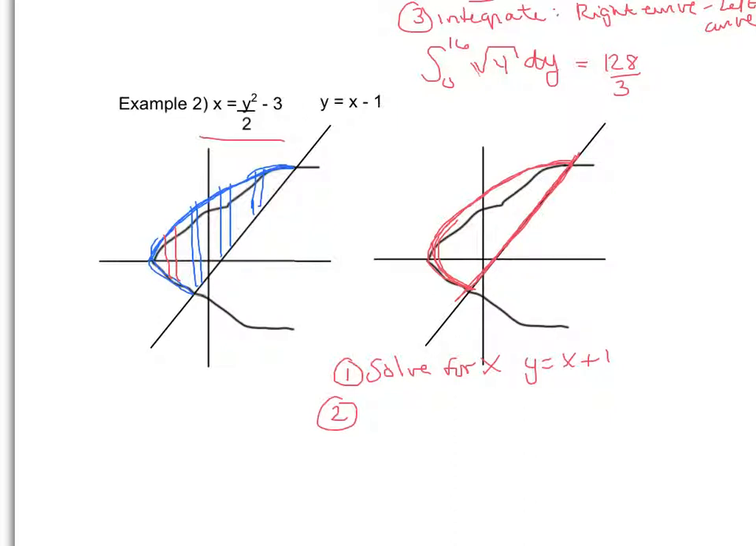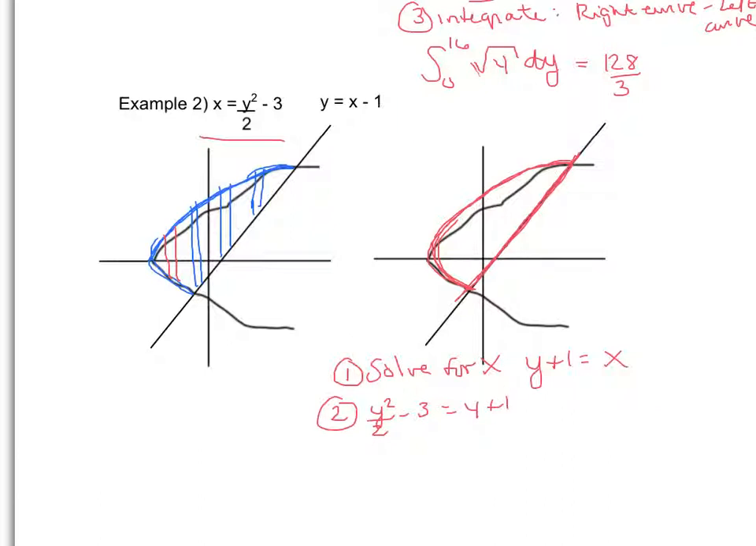So if I set these equal to each other, I can go ahead, and I did it again. For whatever reason, I'm really struggling to solve for x. So if I add 1, I get y plus 1 equals x. I've just rewritten the original problem. Now I can say, since both of these are equal to x, I can set them equal to each other: y squared over 2 minus 3 equals y plus 1.